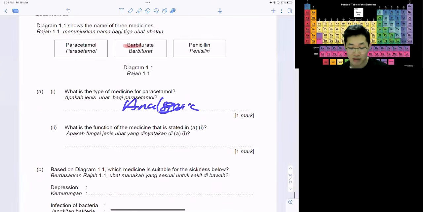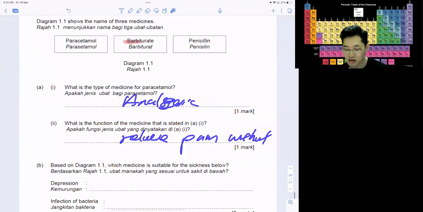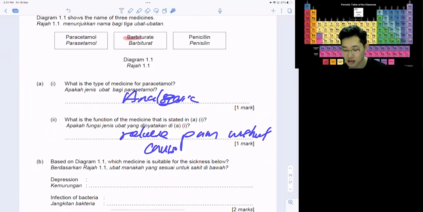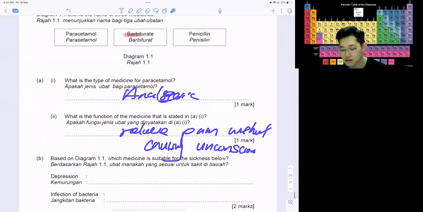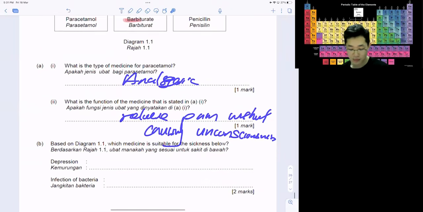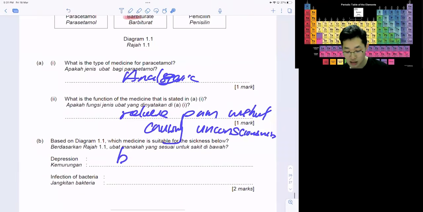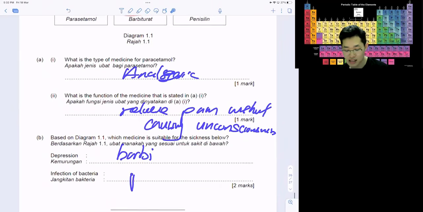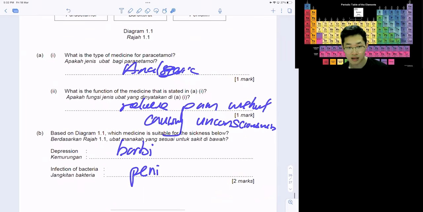Function of medicine stated in A1. Relieve pain without causing unconsciousness. Okay, and then depression we give Barbie. Infection of bacteria we give penicillin. Relieve pain will do actually.